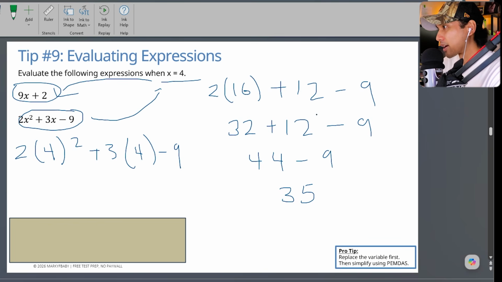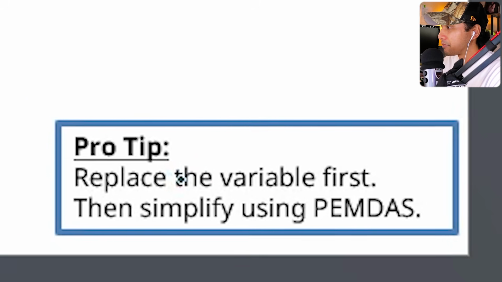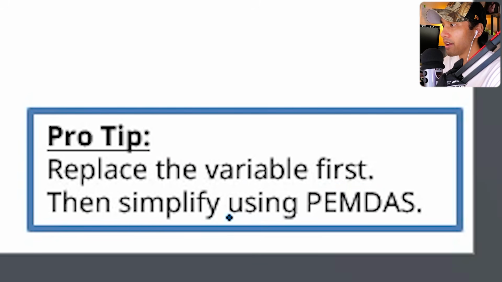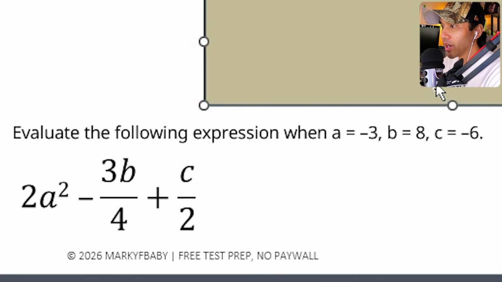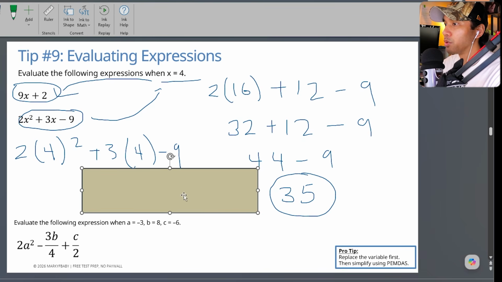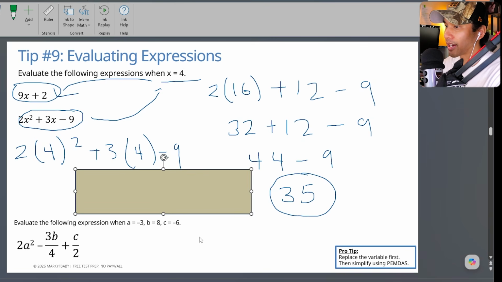This is actually how to write it. This is how you would solve, the hierarchy of solving to getting the simplified term. All right. Pro tip, replace the variable first, then simplify using PEMDAS. And here is your challenge question. Evaluate the following expression when a equals -3, b equals 8, and c equals -6. Just follow the pro tip and you will be fine and you will answer this correctly.